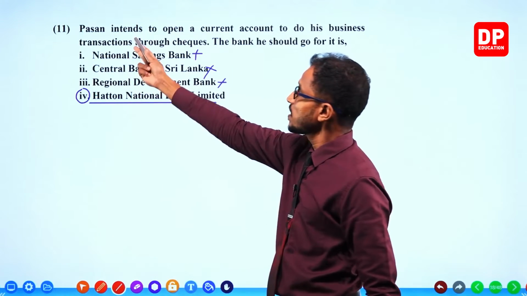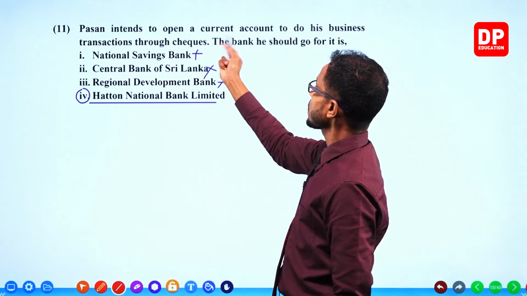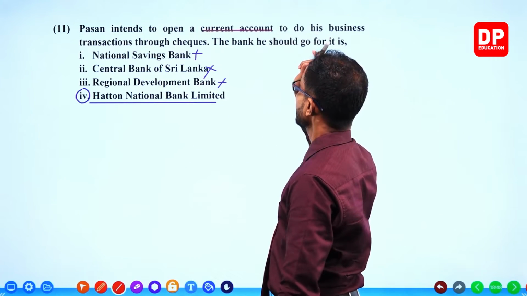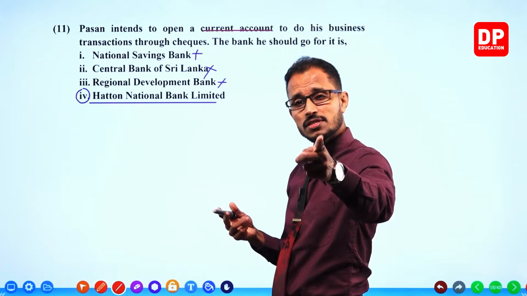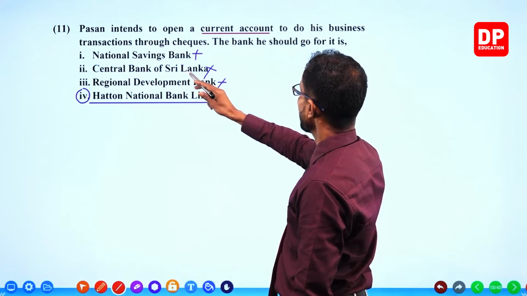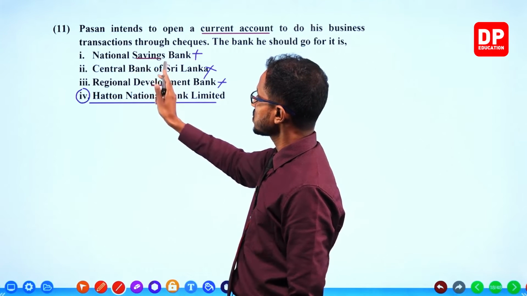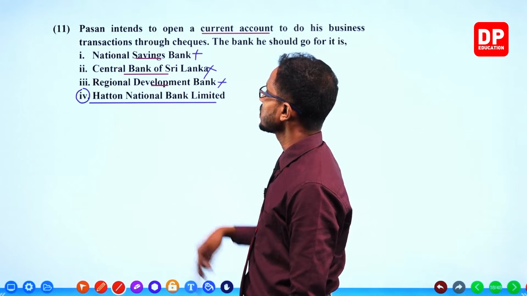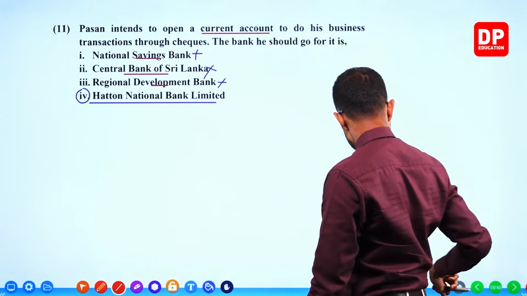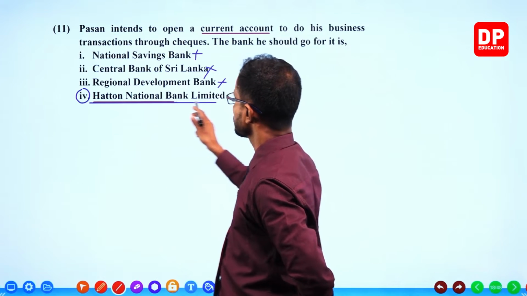You know why? Because he's wanting to open a current account. Current accounts can be opened in commercial banks only, not in savings banks, not in development banks, not in CBSL, in a commercial bank only. So this is the answer.